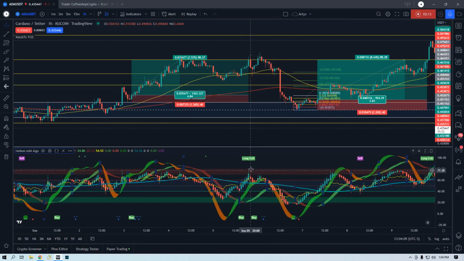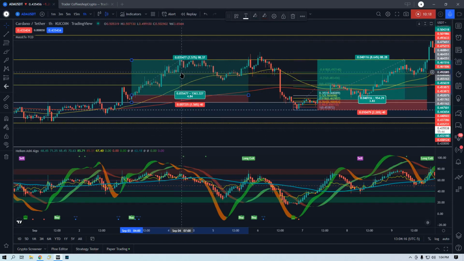This is telling you you can buy here. And you can stay in this trade until it tells you to get out of the trade. It says long exit right there. Let me get rid of that so you can see it. It says long exit. So you would have entered here, and I put up the risk reward ratio tool just so you can see it.